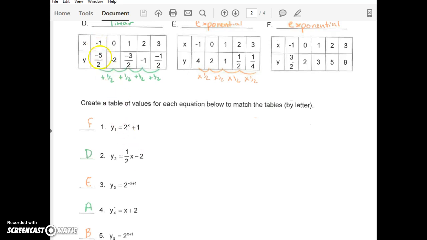Something to keep in mind, though, when you get to these numbers here, they're not going to be written as fractions in the table on the calculator. They'll be written as decimals. So we have to know that negative 5/2 is negative 2.5.